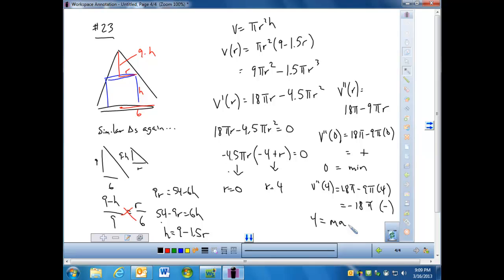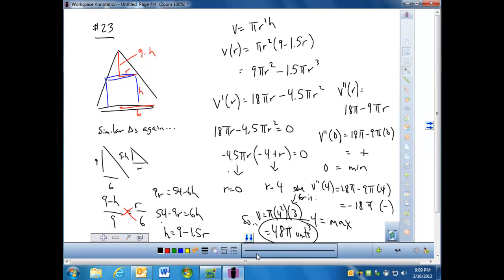So remember, r equals 4. So once I know that r equals 4, I can plug that back in and get a height, and my height is now 3. And now I can go ahead and work that out and find that volume, and when I do that, I get 48 pi, and that should be labeled in cubic units. That's my maximum volume.